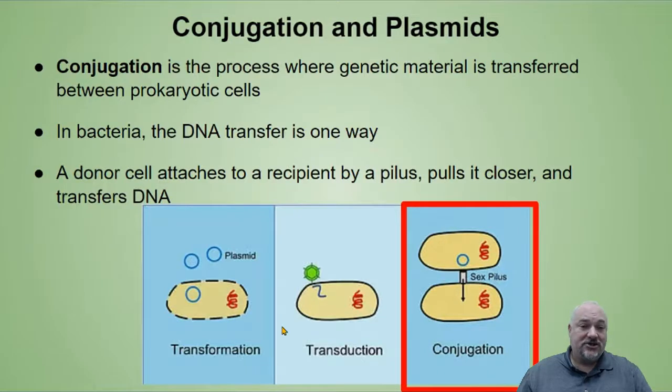And then conjugation in plasmids. So sometimes bacteria, rather than just taking up random ones from the environment or getting infected by a bacteriophage, can actually connect together on their own through something called the sex pili or a pilus, which connects the two bacteria and allows a plasmid to be shunted right from one directly into the other. Another way to share genetic information between bacteria.